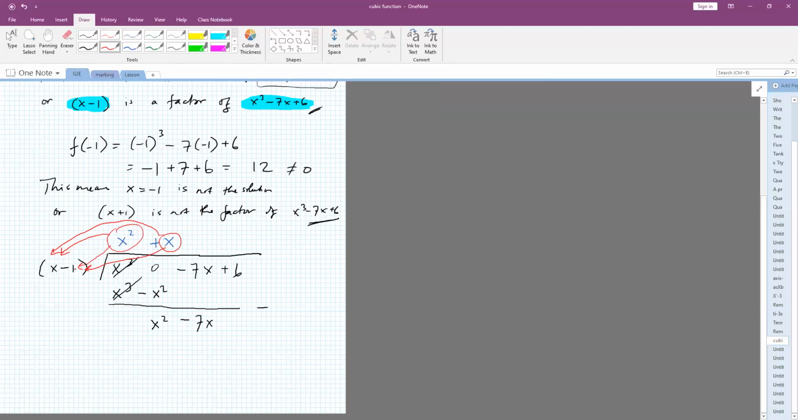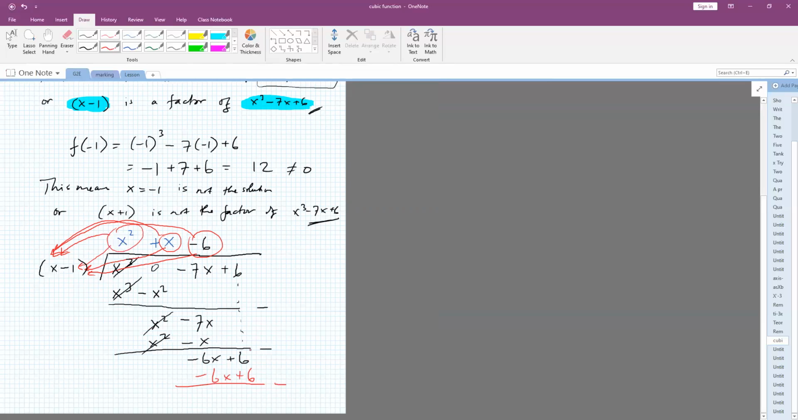You multiply with x and minus 1 so that you will get x squared minus x, and then you subtract again because you want to get rid of x squared here. So now minus 7x minus x, that gives you minus 6x, and now you pull this guy down plus 6. So again, we will divide one more time. So minus 6x divided by x, that gives you minus 6. And then when you multiply this number to x and then minus 1, you will get minus 6x plus 6.